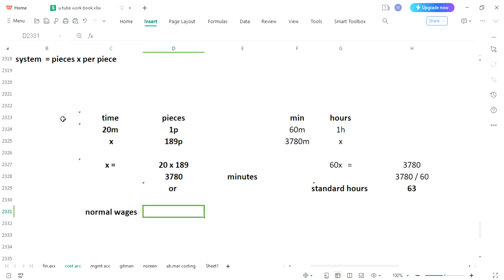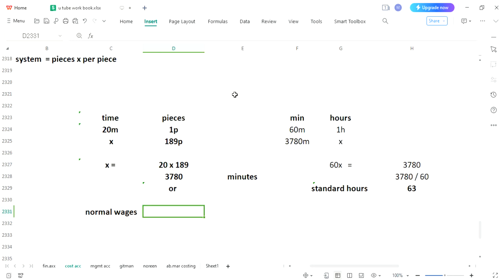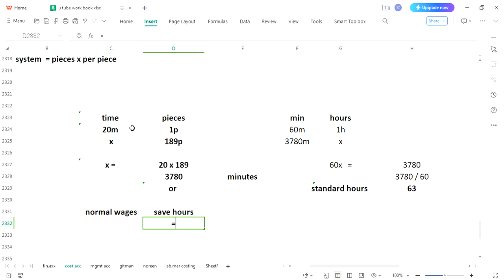After that there are two ways to pay. For every hour saved a bonus is paid at 50%. So first we will see how many hours are saved. How would we calculate? Look here, 63 was the number of standard hours, and X completed his work in only 45 hours. How many hours saved? 63 minus 45. Hours saved: 18.